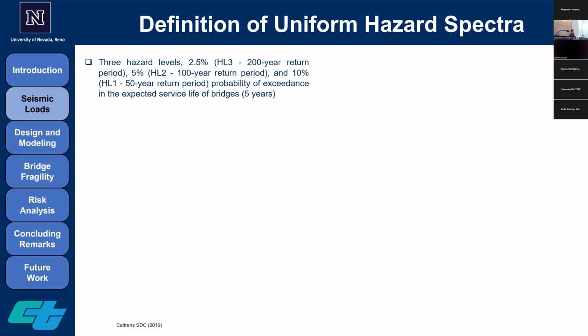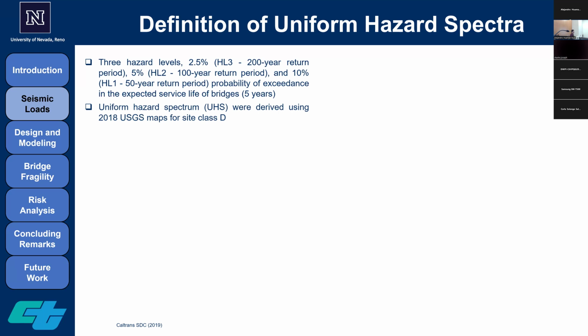Per the recommendation of Caltrans, in the first slide we saw that they use a 100-year return period for designing this structure. So obviously we are using the 100-year as well, and we consider 1 level above and 1 level below. The level above is the 200-year return period, which corresponds to 2.5% probability of exceedance within the 5-year expected service life of the bridge. For the level below, we use the 50-year return period, which we will call HL1 from now on, corresponding to 10% probability of exceedance within the 5 years of service life.